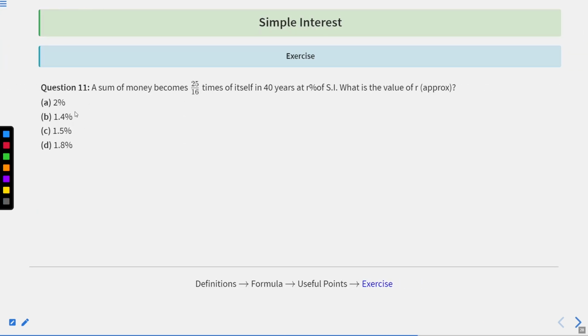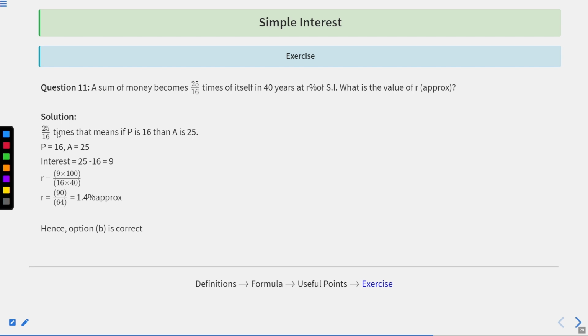Question number 11. A sum of money becomes 25 upon 16 times of itself in 40 years at R% of simple interest. So what is the value of R? Here it is given 25 upon 16 times. That means if P is 16, then A is 25. So they are trying to give this information to us. So let us suppose P is equal to 16 and A equal to 25.